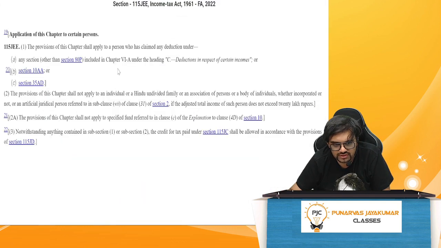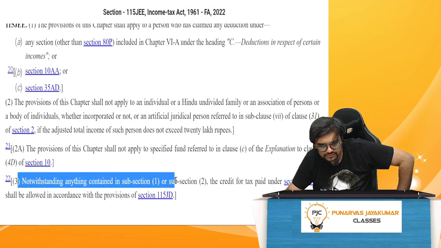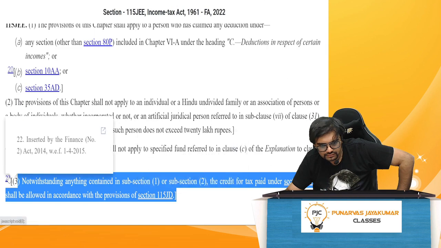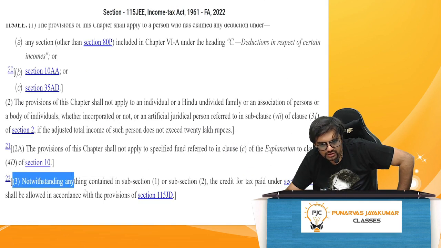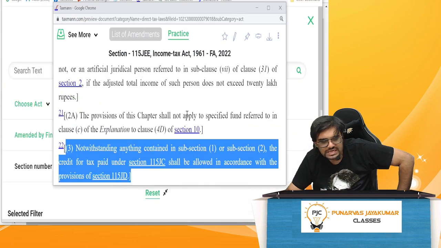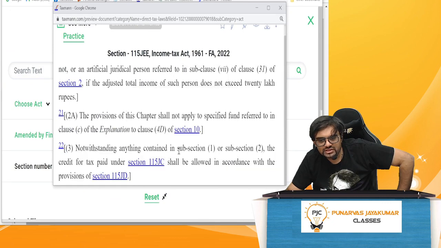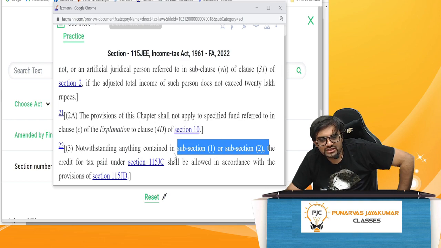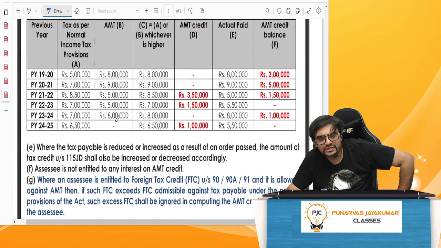This is Section 115JE. See here, this was inserted by Arun Jaitley in 2014, when BJP came to power. One of the first things they inserted was this: notwithstanding anything contained in subsection 1, subsection 2. Subsection 1, 2 is talking about applicability of AMT. Credit for tax paid under 115JC shall be allowed in accordance with 115JD. It will be allowed as per this 115JD.